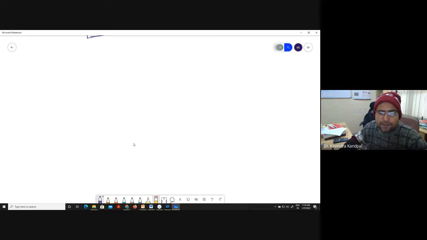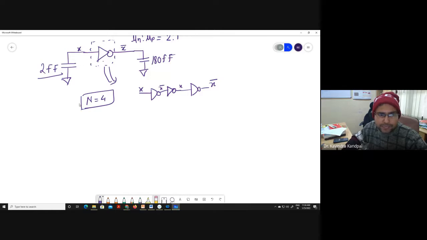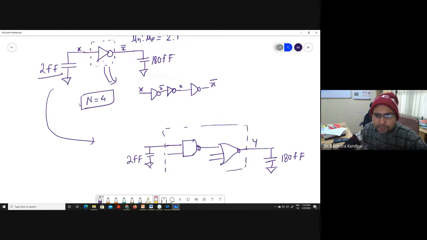For example, if I simply change this problem statement somewhere like this, let's say I have an AND gate, and then an OR gate, 3 input, and this is my input capacitance, 2 femtofarad, and this is some node, right? And this is the output node y, and you have a 180 femtofarad load.